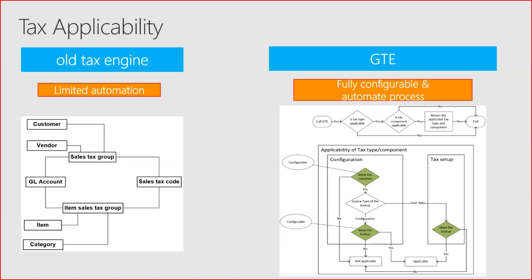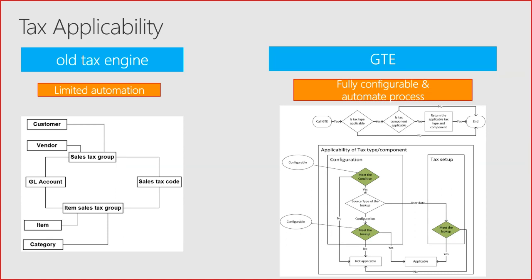If CGST is applicable, the system will do the same thing for other tax components under the same tax type, and then the system will check whether SGST is applicable for this transaction, and do the same for IGST, and finally the system will return the applicable tax type together with the tax component. So probably for an intrastate transaction, the system will return GST as a tax type together with CGST and SGST as tax components.